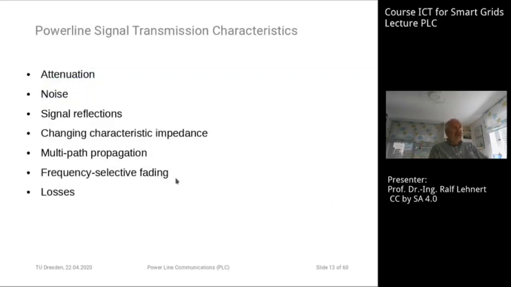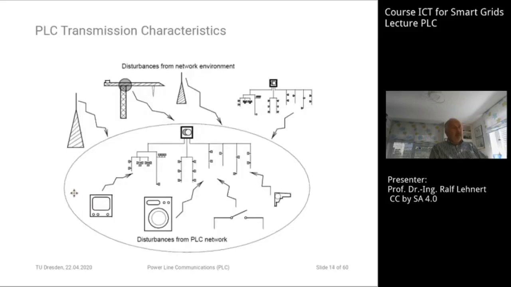Also, frequency selective fading can occur. If there are signal reflections, this means that there are standing waves, and standing waves always produce frequency selective fading. And finally, due to a higher attenuation, you might have bit failures, a bit error rate. There is a so-called bit error ratio. Packets are a couple of bits, and in the end there might be losses of data packets, and we have to cope with this.